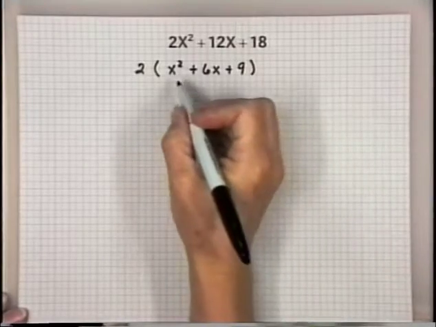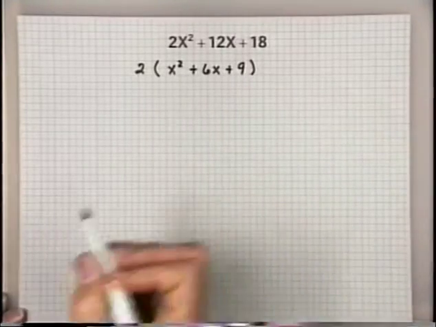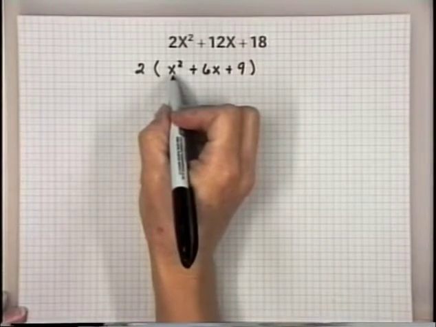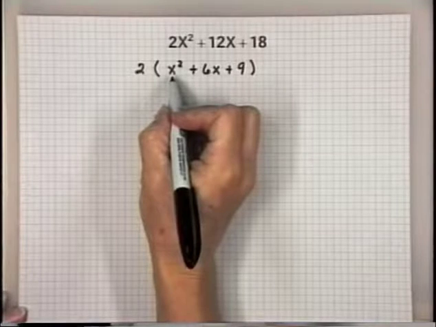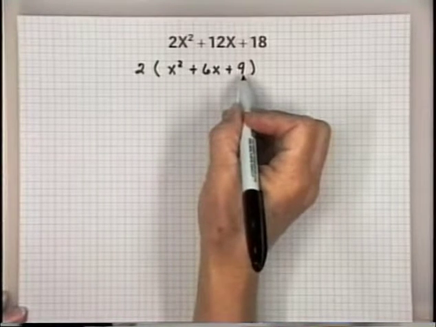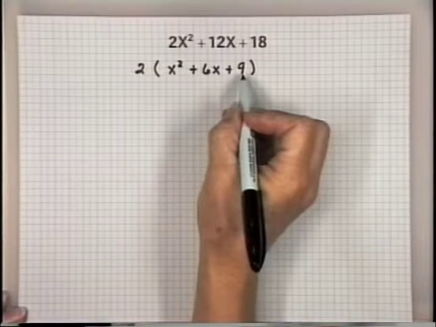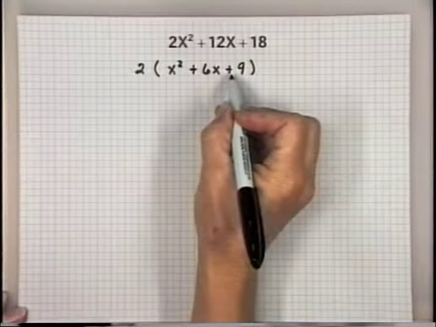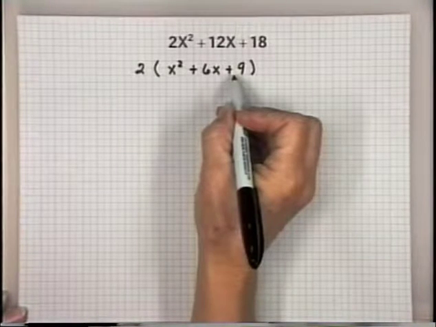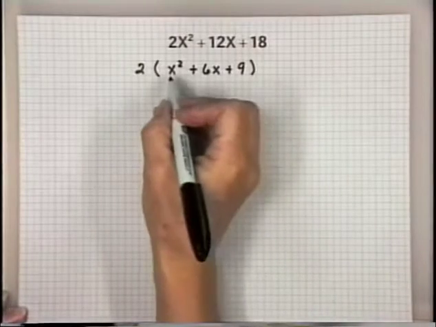Now, looking at this trinomial, the first thing to consider is, could this be a perfect square trinomial? I notice that my first term is a perfect square, which is required. My third term is also a perfect square, and it has a plus sign in front of it, which is also required in a perfect square trinomial. Let's check to see if this is a perfect square trinomial.